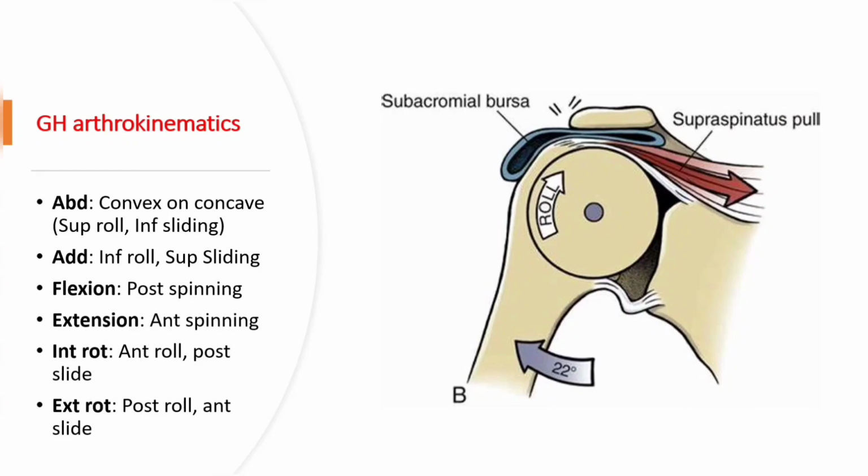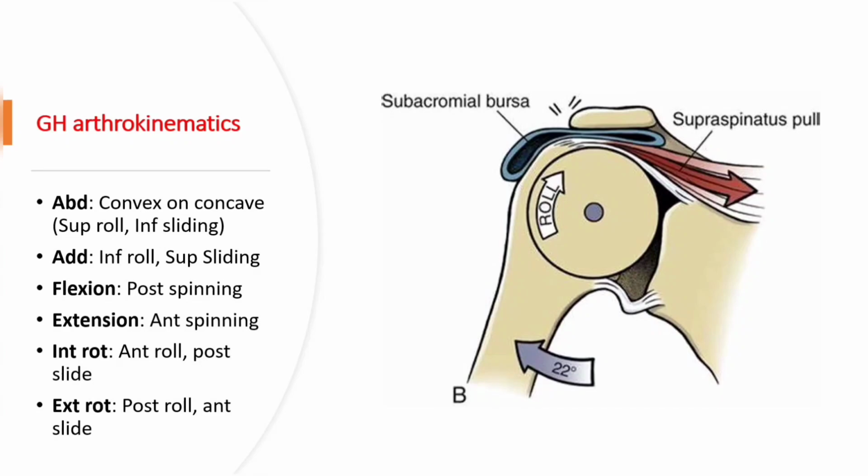Okay, let's talk about the glenohumeral joint arthrokinematics. We said that when it's convex on concave, the rolling happens in the same direction and sliding in the opposite direction. So when we're doing abduction, it's rolling superiorly and inferior sliding. When it's adduction, it's inferior rolling and superior sliding.